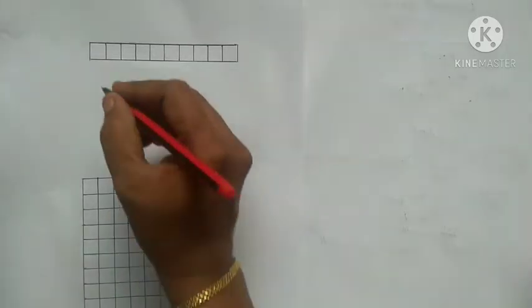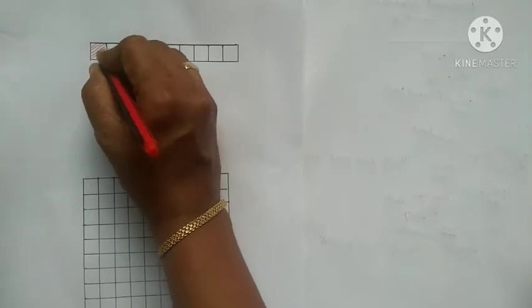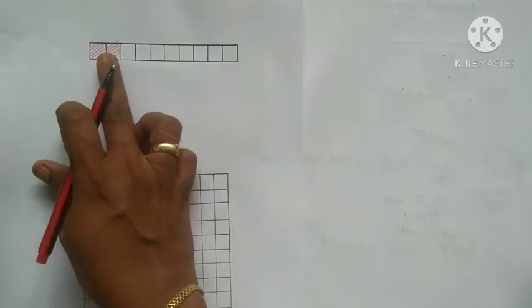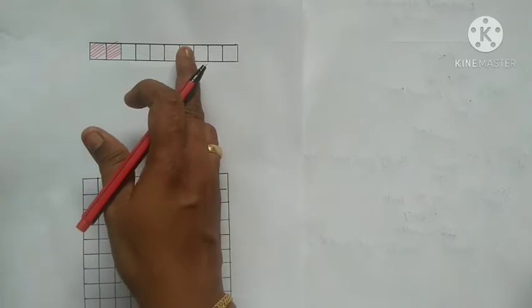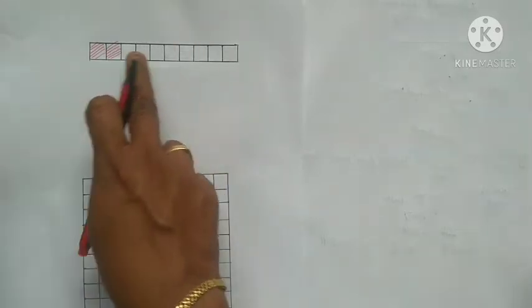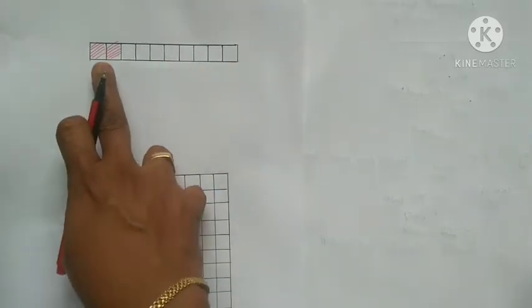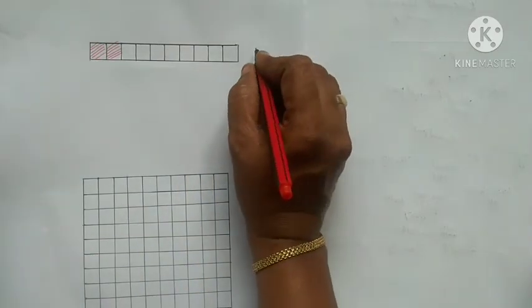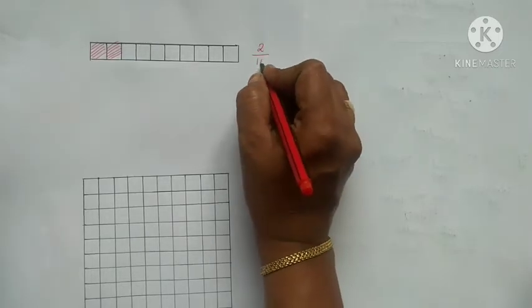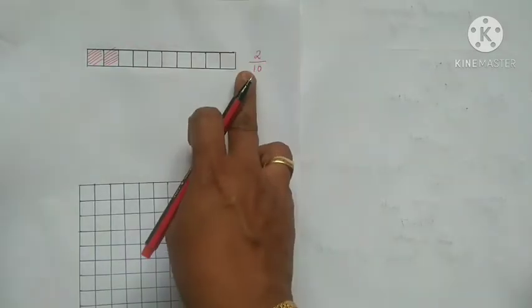Here I can show you one picture. So here I can shade two pieces in this picture. How many pieces are there? 1, 2, 3, 4, 5, 6, 7, 8, 9, 10. In a big rectangle, I can cut it into 10 equal parts and 2 parts I can shade it. So what is the fraction of this pieces? Shaded portion is 2 by 10. 2 pieces out of 10. Understand? So what is the fraction of this figure? That is 2 by 10.